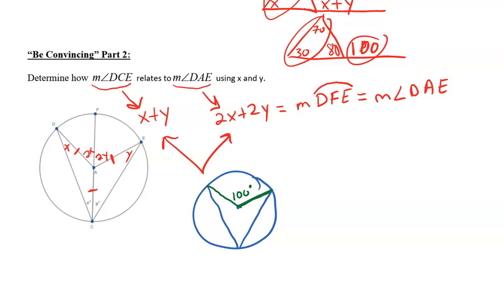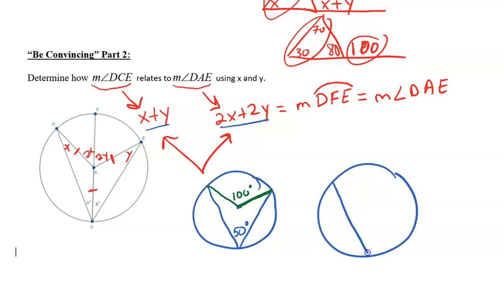That means that the intercepted or the inscribed angle would have to be half of that based on the relationships we were showing above. So this would have to be 50 degrees. Now, if you don't have both of the angles, you can still do the same thing by looking at just what's called the included arc or the inscribed arc.